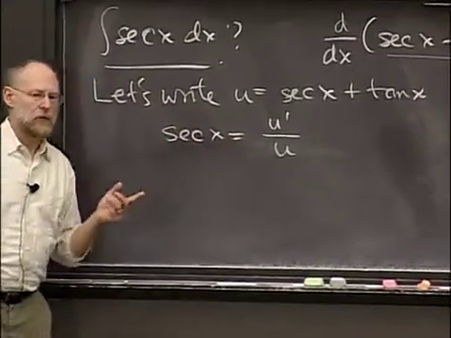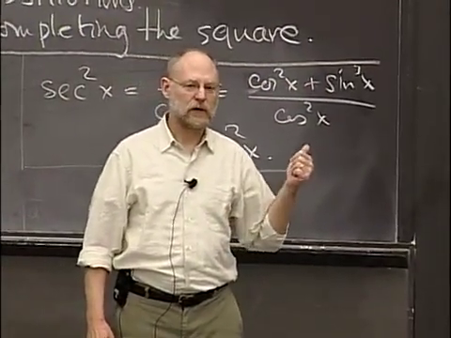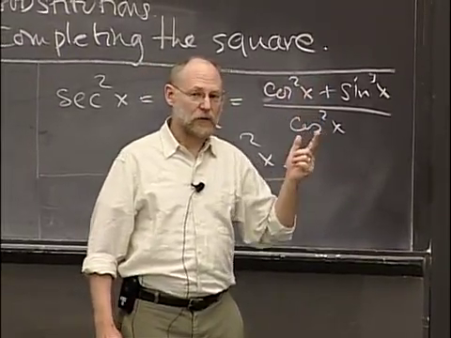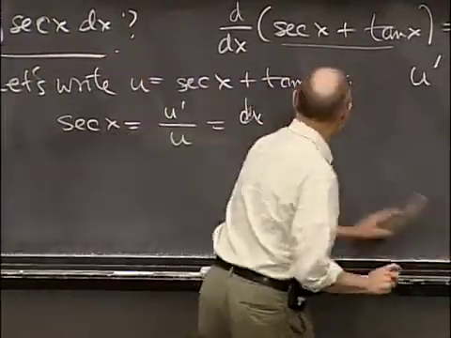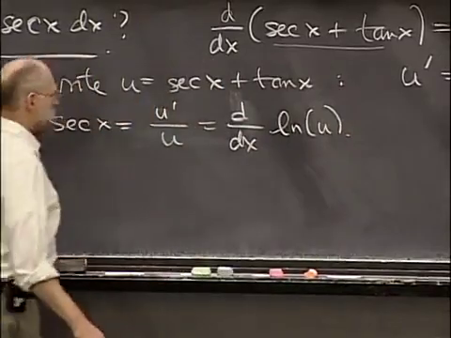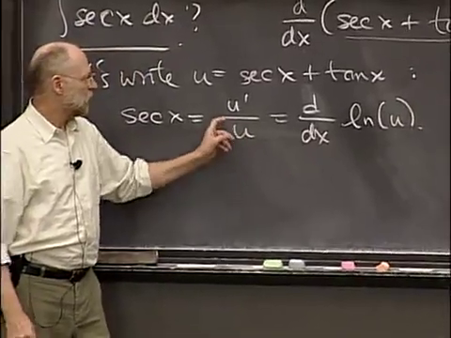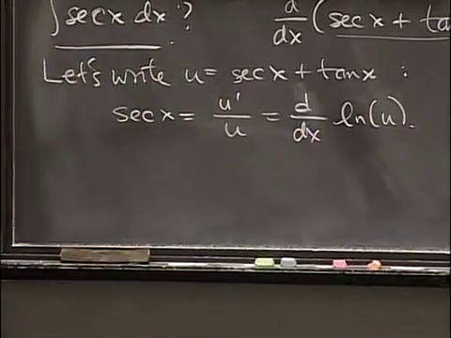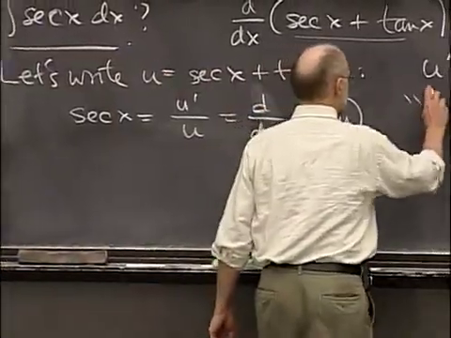U prime divided by u, that has a name. I'm not sure that Professor Jarrison has used this in this class, but u prime over u, we've actually used something like that. It's on the board right now. It's a logarithmic derivative. It is the derivative of the natural logarithm of u. Maybe it's easier to read this from right to left. If I want to calculate the derivative of the logarithm, well, the chain rule says I get the derivative of u times the derivative of the log function, which is 1 over u. So often u prime over u is called the logarithmic derivative.